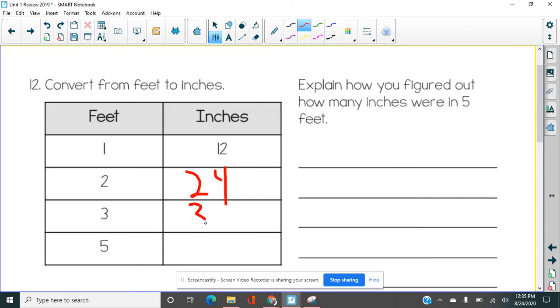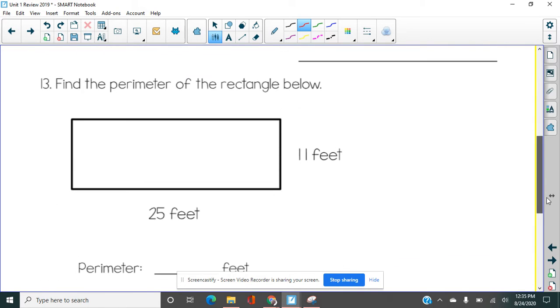Did you say 36? Yep, right. So what about 5 12s? Wow, so 5 times 12, or 12 plus 12 plus 12 plus 12 plus 12, would give us 60. If we had to explain that, and I'm not going to type that here right now, I could say that I multiplied 5 times 12, or I did 12 plus 12 plus 12 plus 12 plus 12.